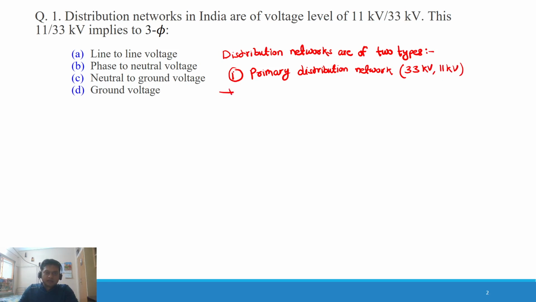So these distribution networks, these are the power networks used to carry power from substation to distribution transformer.